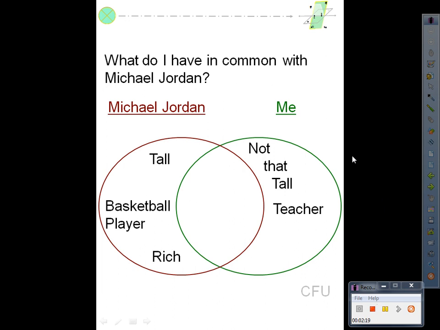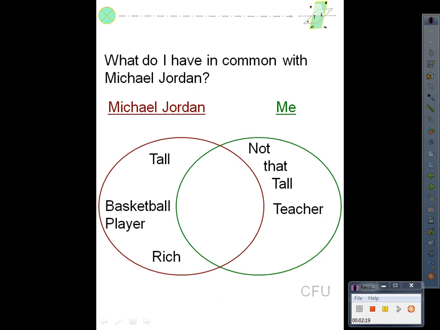Next. Michael Jordan is rich. I'm not. No, that's not true. Michael Jordan is not rich? Yes, he is. No, you're rich. No, I'm not. You're rich of equations. Thank you. Yeah, but we're talking about monetary value here. So Michael Jordan is rich.